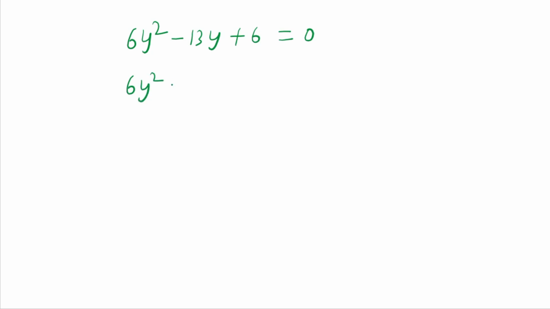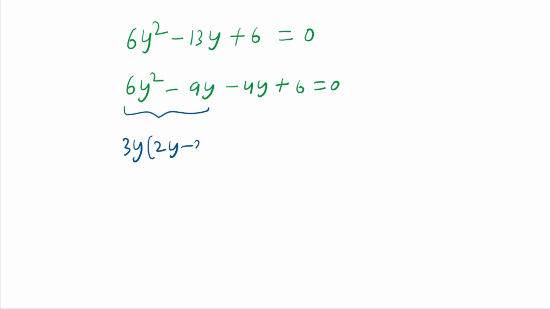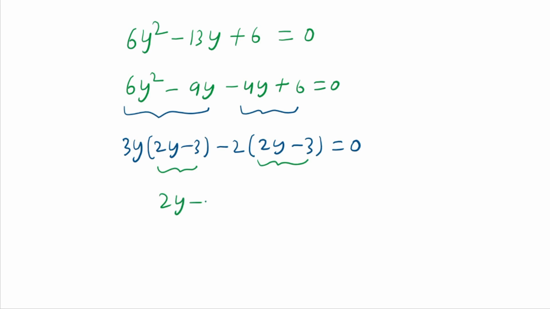6 times y square minus 13 times y is the same as minus 9 times y minus 4 times y plus 6, and this is equal to 0. Look carefully at the first two terms. Here if we take common 3 times y, then you will get 2 times y minus 3, and look carefully at these two terms, if we take common minus 2, then you will get 2 times y minus 3, and this is equal to 0. We have 2 times y minus 3 common. If we take 2 times y minus 3 common, then you will get 3 times y minus 2, and this is equal to 0.